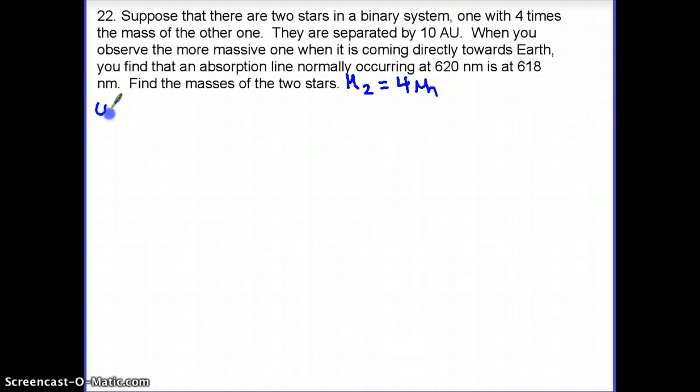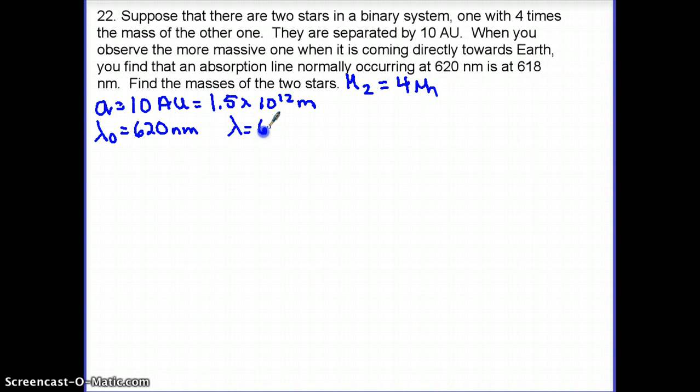We have a separation distance of 10 AU, which if you convert that, that's 1.5 times 10 to the 12 meters. But I'm not given a period. All I know is that an absorption line that normally occurs at 620 nanometers, that's lambda naught, appears at 618, so that's lambda. And we're going to first find the speed. Remember that V over C, Doppler effect formula, is lambda minus lambda naught over lambda naught.